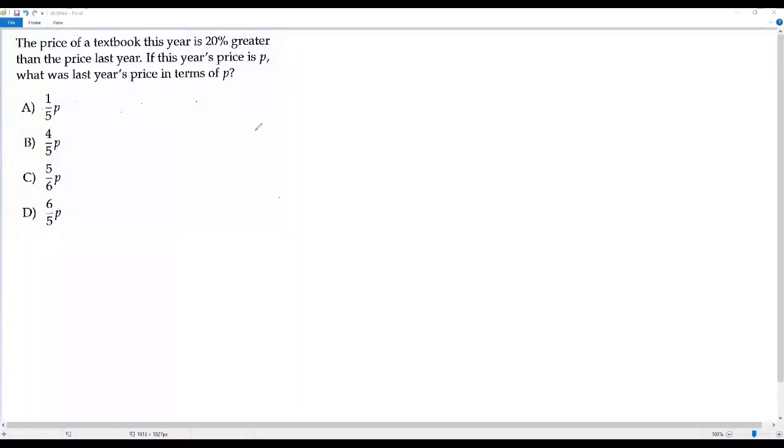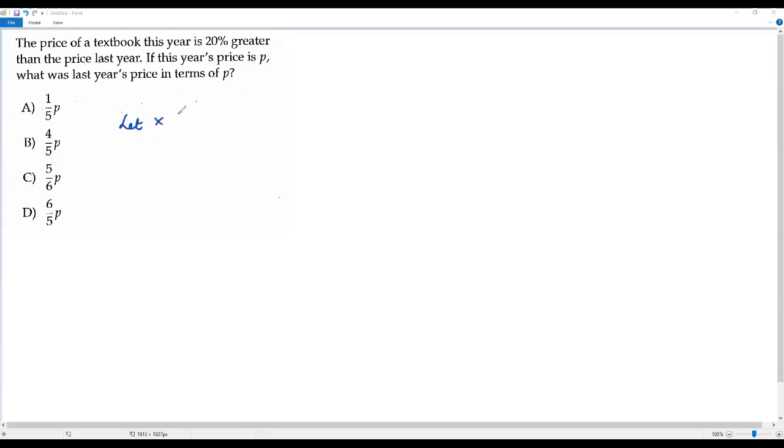Here we have a SAT math question. The price of a textbook this year is 20% greater than the price last year. If this year's price is P, what was last year's price in terms of P? Okay, so our target is to find last year's price.